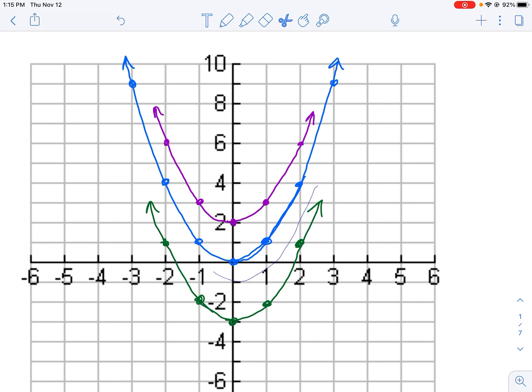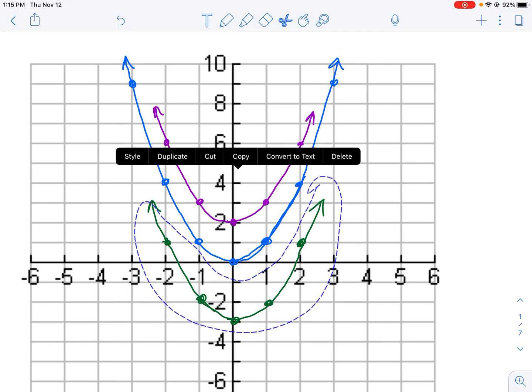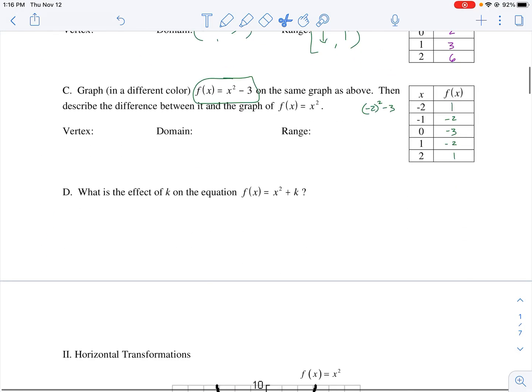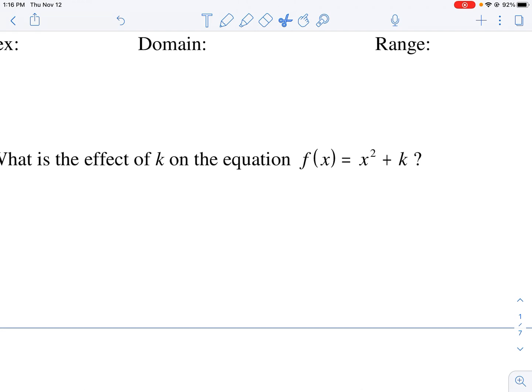And this green one, this was f of x equals x squared minus 3. Well, it's the same as the original one, just down 3. Put that back where it was. And so this k value is a vertical shift of k units. Meaning your graph's going to move up or down whatever the k value is.